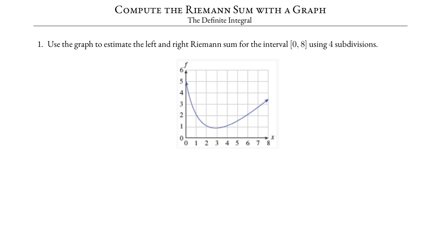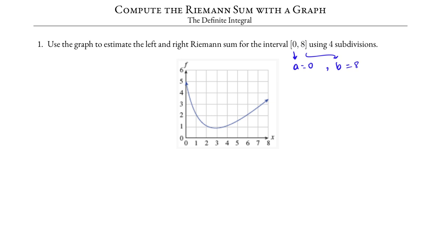Use the graph to estimate the left and the right Riemann sum for the interval 0 to 8 using 4 subdivisions. The closed interval is given. This means the left number is a equals 0, and the right number is b equals 8.